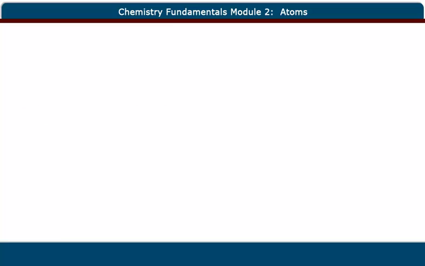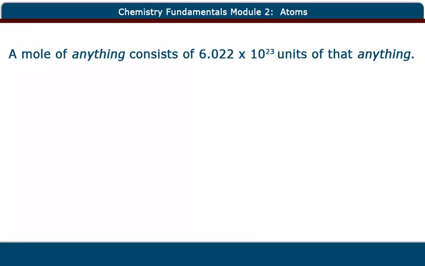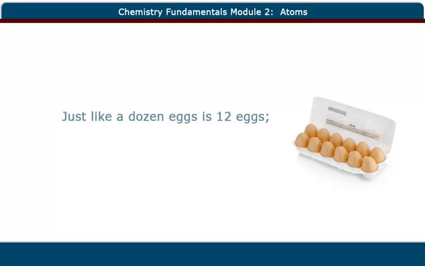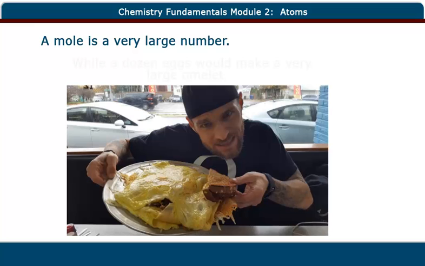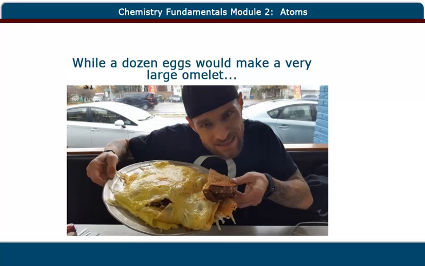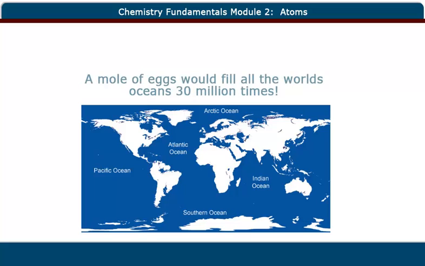Now, as I said before, a mole is a counting unit. A mole of anything consists of 6.022 times 10 to the 23rd units of whatever that anything is, just like a dozen eggs equals 12 eggs. A mole of eggs equals 6.022 times 10 to the 23rd eggs. Now obviously, a mole is a very big number, while a dozen eggs would make a very large omelette. A mole of eggs would fill all the oceans of the world 30 million times.